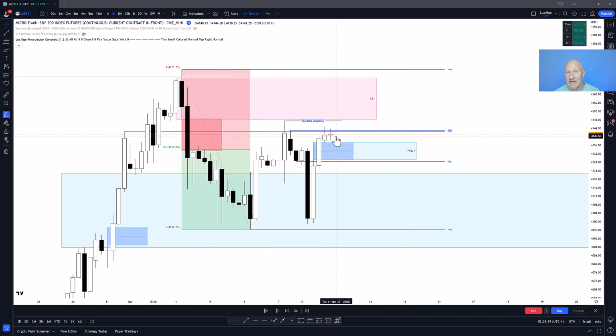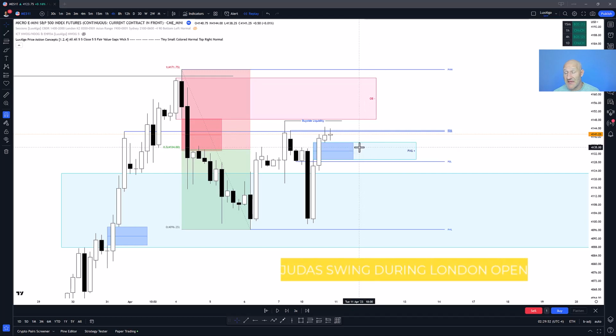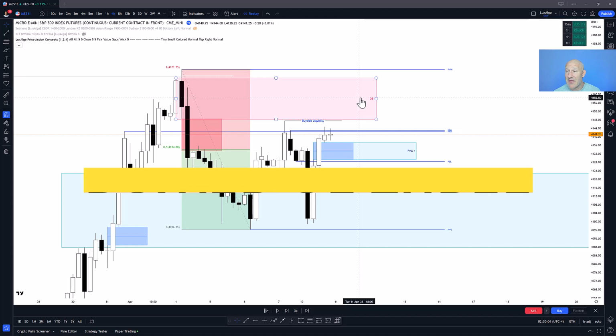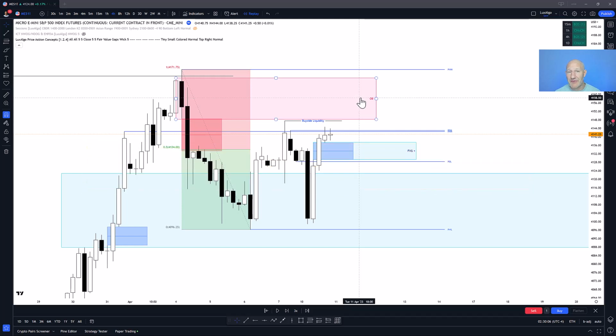So what I'm expecting as we come into London, as we come out of that Asian trading range, is a consolidation in that period. We'll then push down into this bullish fair value gap just down here. That's our Judas swing, and then we'll trade back up into this premium part of the range and into this order block, taking out this buy side liquidity and trading into this bearish order block up here. So that's basically how our power of 3 should work.